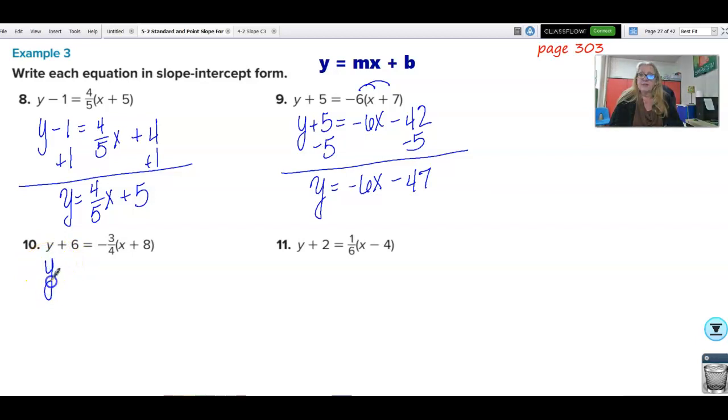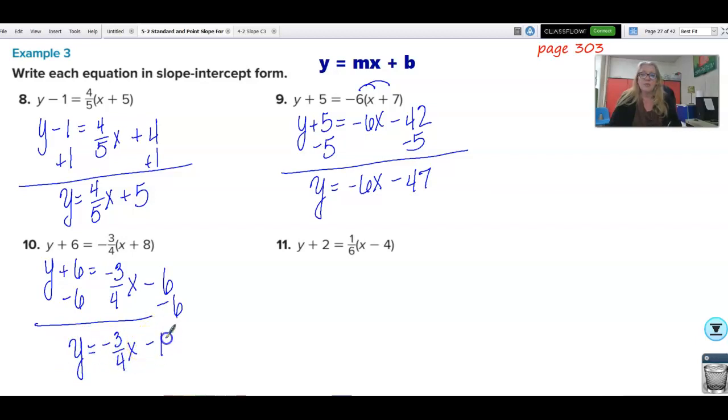Okay, get rid of the parentheses first by distributing. -3/4 times x is -3/4 x. And -3/4 times 8, well, 3/4 of 8 would be 6. And a negative times a positive is a negative, so we'll go with -6. Now we need to get rid of this 6 to get y by itself, so we subtract 6 from both sides. That gives us y equals -3/4 x minus 12.